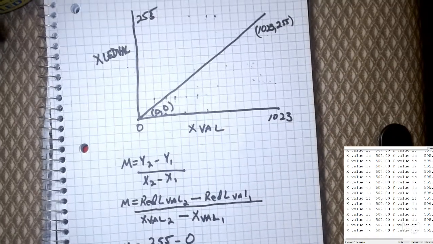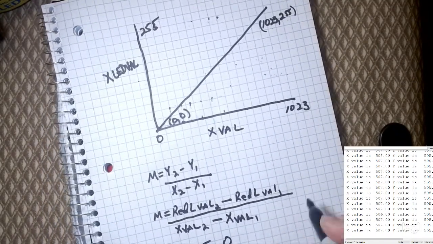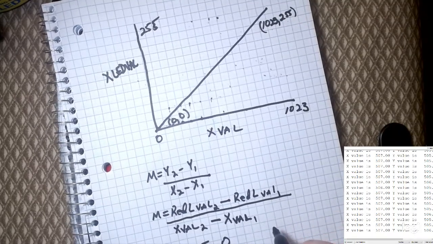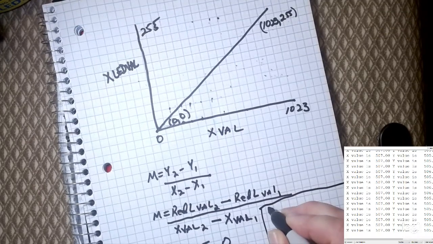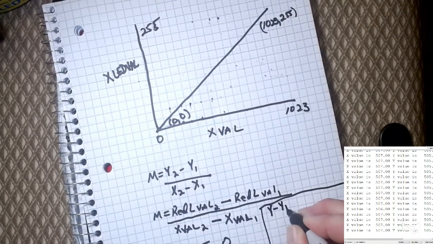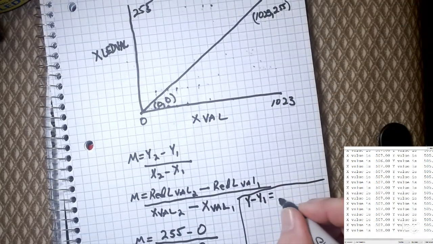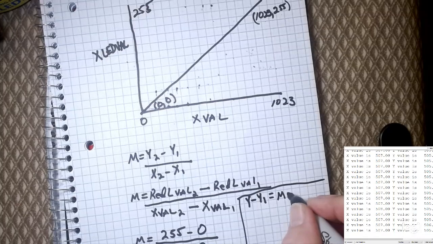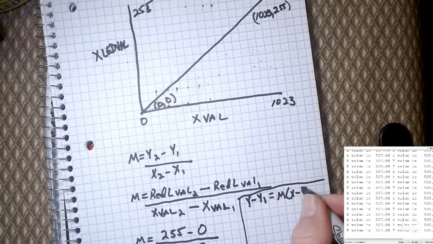So now that we have a slope, we can use the point slope formula to find the equation of this line. So what is that? I should have written this smaller. So I'm going to do that right here. So that formula is y minus y1, make sure you can see this, is equal to our slope times x minus x1.